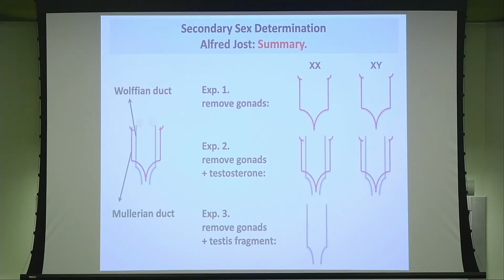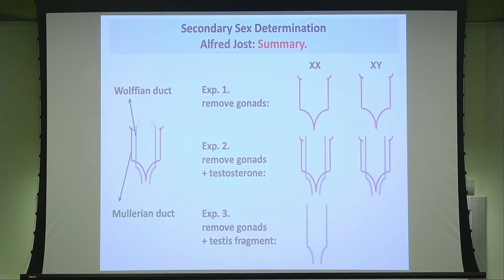That also means that the testis secretes something that causes the Mullerian duct to disappear, right? Does that make sense? And in fact, because of that experiment, he identified a hormone coming from the testis that is called anti-Mullerian hormone. Okay, so AMH. AMH is anti-Mullerian hormone. This is a peptide hormone. It has nothing to do with testosterone. The only thing testosterone and AMH have in common is that they come from the testis. That's it. Testosterone is a steroid hormone. AMH is a peptide hormone. Okay?